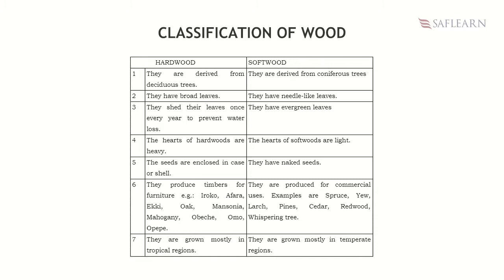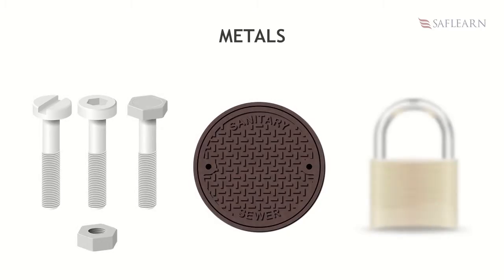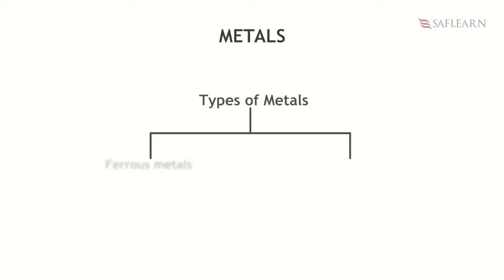Moving on to the second section of the lesson, you shall learn about metals. Identification of metals is important because it helps to distinguish one type of metal from the other. This distinguishing factor helps to identify the specific role a particular metal is suited for. There are two major classifications of metals, ferrous metals and non-ferrous metals.